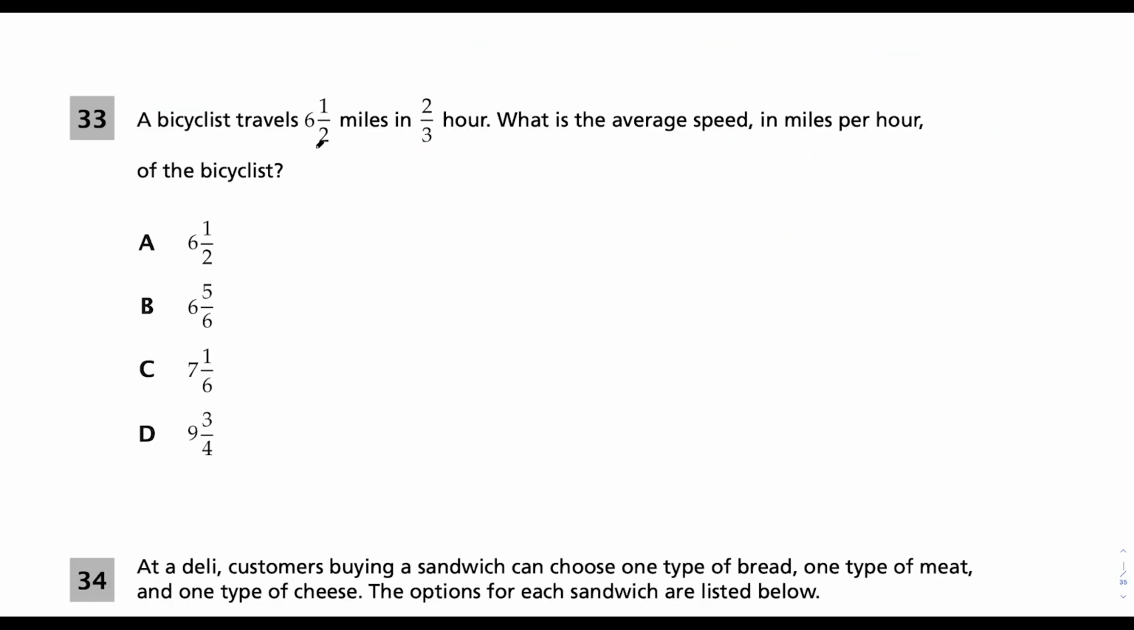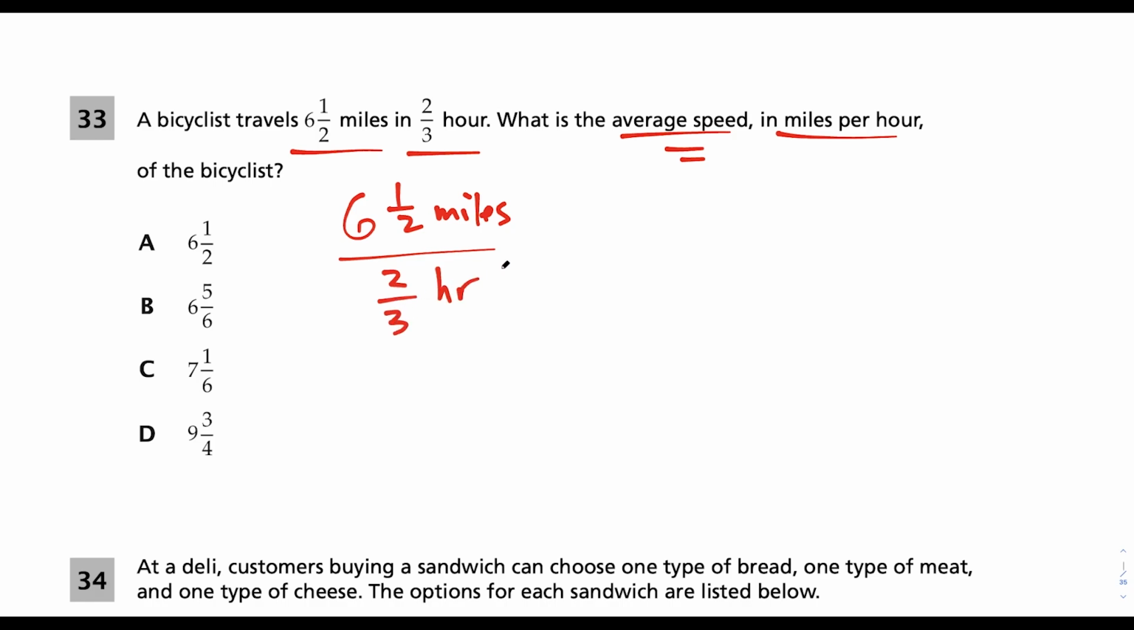A bicyclist travels 6.5 miles in 2/3 hours. What is the average speed in miles per hour of the bicyclist? So for this one here, the bicyclist is doing 6.5 miles in 2/3 hours, but we want to know how much they're doing in 1 hour. What's their mile per hour rate here? So we're finding the unit rate, which means we're going to divide these two numbers. So I'm going to convert the top here to an improper fraction. 2 times 6 is 12, plus 1 is 13. So the top number is really 13 over 2. So we have 13 over 2 miles over 2/3 hours like this.